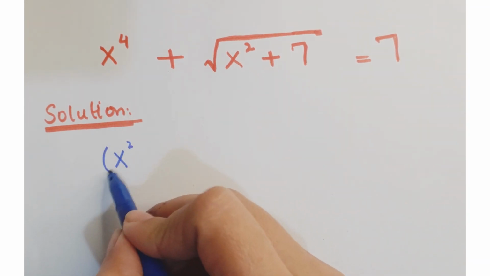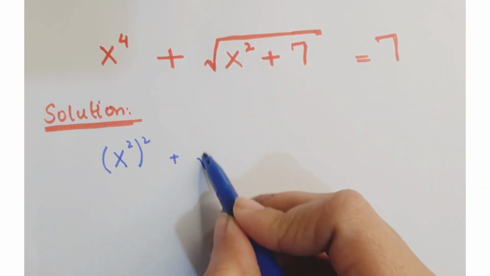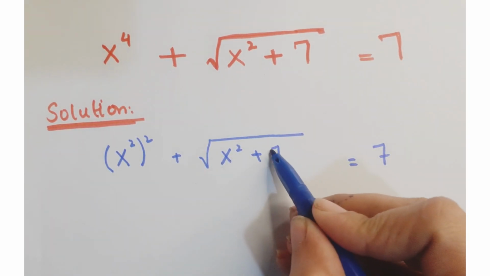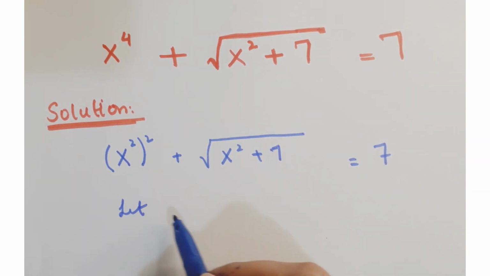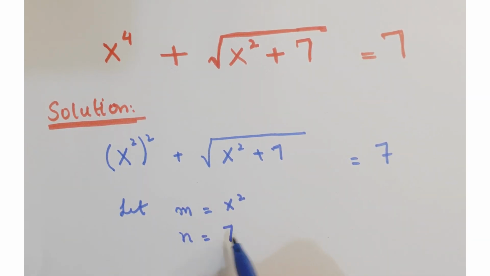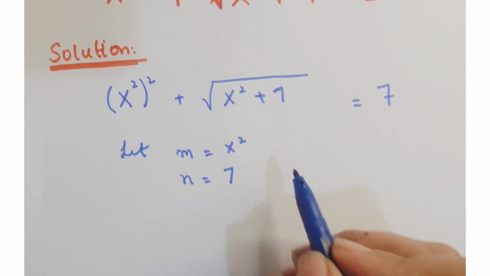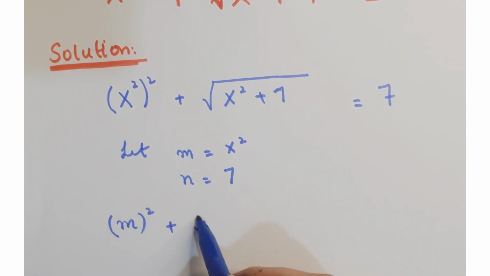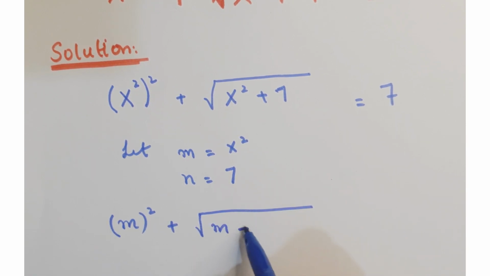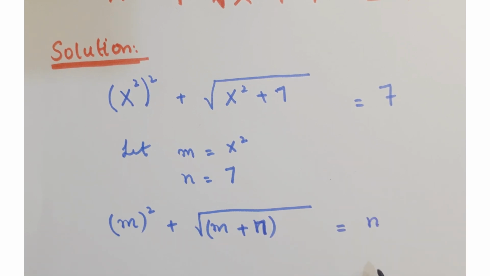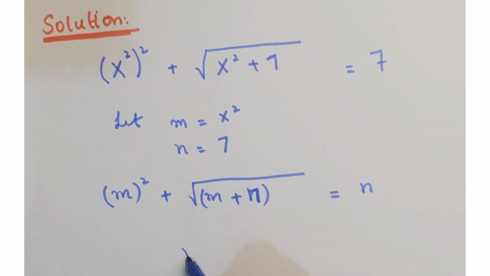We can write this x to the power 4 as x square whole square, plus under root x square plus 7 is equals to 7. Now let's assume that m is equals to x square and n is equals to 7. Now substituting our assumptions in this equation, we have m whole square plus under root m plus 7 is equals to n. Further, just take this m square on the right hand side.